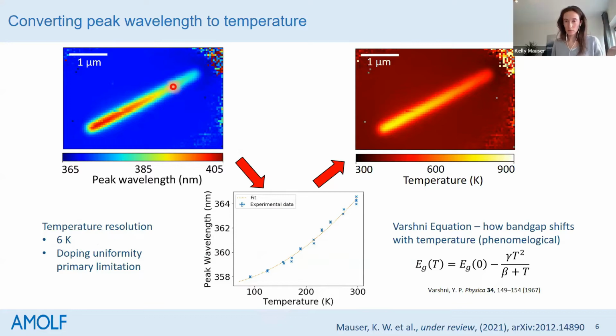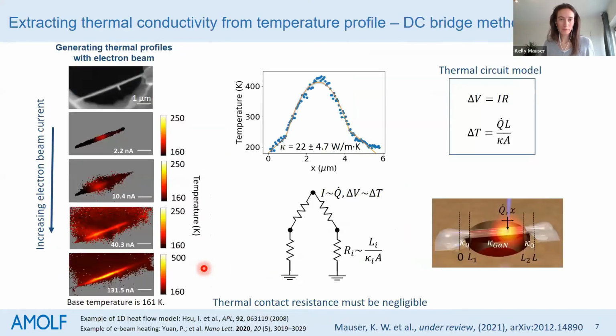Then we take the data from the previous slide and at each pixel find the peak emission wavelength, and use our calibration curve to turn that into a temperature map. And we see roughly a 500 Kelvin temperature rise in our nanowires under 70 nanoamp illumination. Our temperature resolution, we believe, is primarily limited by doping uniformity. These nanowires are not completely uniformly doped, and so there is a small shift in band gap due to doping. But we're estimating 6 Kelvin.